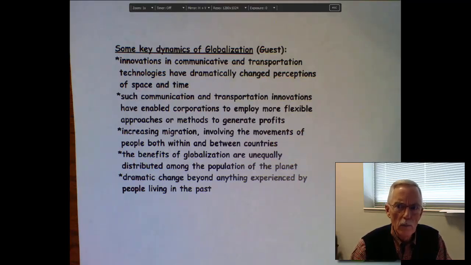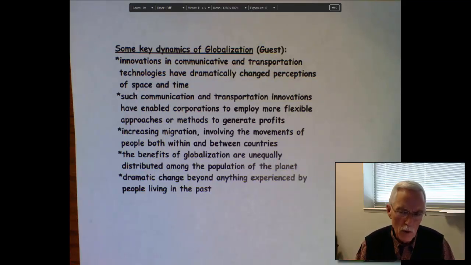Look also at number 3. Increasing migration. International migration involves, it's estimated according to Guest, probably 200 million people each year. There's about 38 million Americans who migrate each year. Perhaps 400 million a year migrate within their own country, literally moving from rural areas to urban areas in search of work. But what's happening with globalization is there's a lot of unequal development.